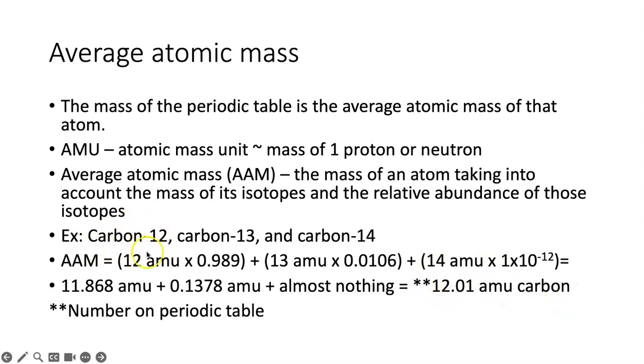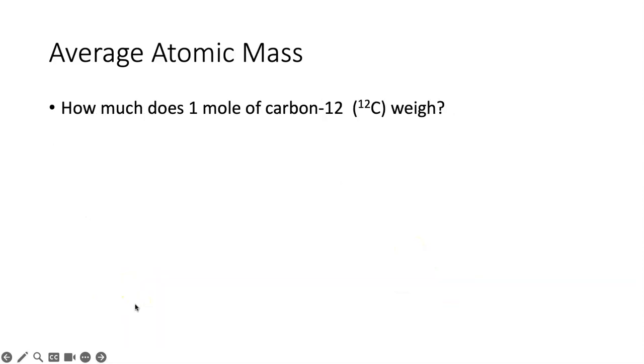So none of them individually weigh 12.01, but if we take their masses and their abundance into account, if I just take a random cup of carbon, here's what the average mass will be for all of them. Okay, and that's the number that you find on the periodic table.